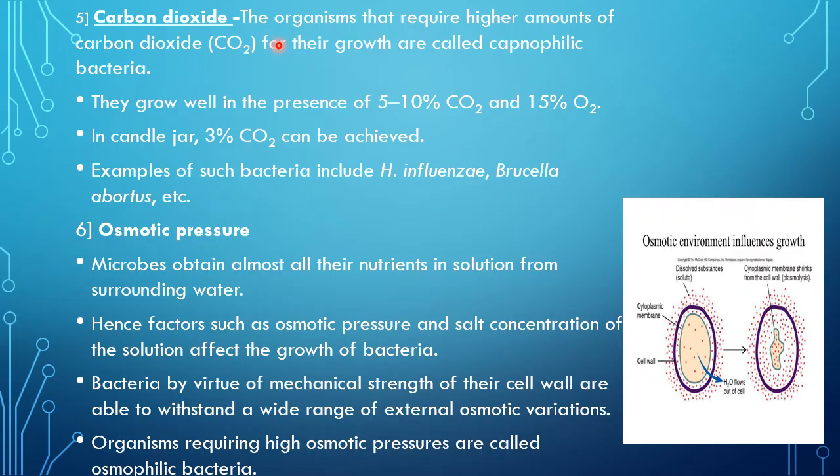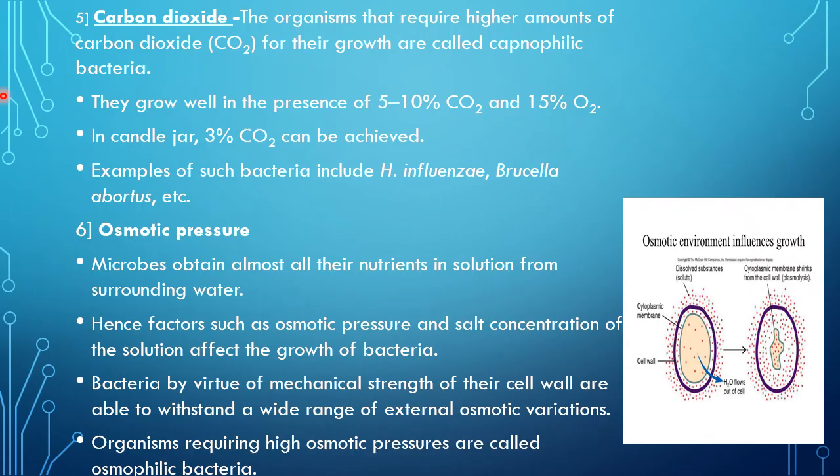Now, the organisms that require higher amounts of carbon dioxide for their growth are called capnophilic bacteria. They require around 5 to 10% carbon dioxide and 15% oxygen. In a candle jar, we can achieve 3% carbon dioxide. Examples for them are Haemophilus influenzae and Brucella abortus.